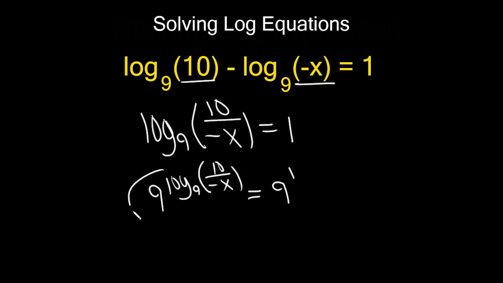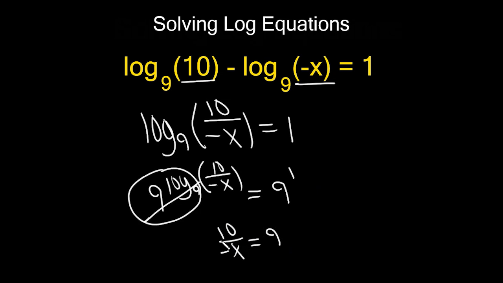And now we have the inverse property right here. The inverse property states that if I have a base of 9 raised to a logarithm with the same base, in this case 9, it will essentially cancel out. So this right here will cancel out, and now I'm left with 10 over negative x equal to 9. And from here, you just have to solve it.